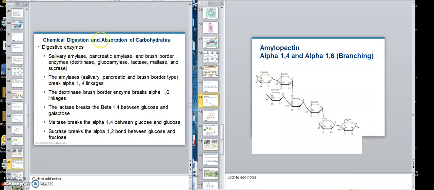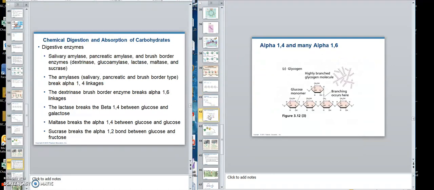So, chemical digestion and absorption: salivary amylase, pancreatic amylase, brush border. The amylase breaks alpha-1,4 linkages. The dextrinase, as I mentioned, breaks 1,6. Now, glycogen has a whole bunch of 1,6s. Let's see if I have a glycogen here. There's glycogen. Glycogen is heavily branched, so you need the 1,4s and the 1,6s. That's what the dextrinase is for. Lactase, we already said.